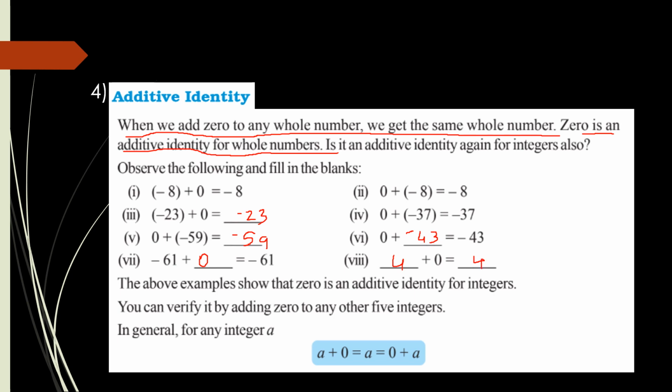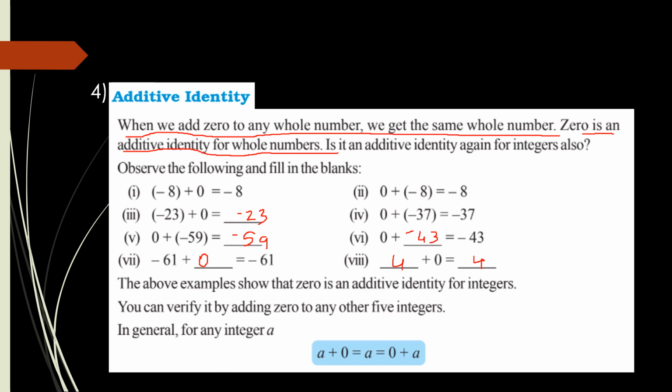The above example shows that 0 is an additive identity for integers, because when we add 0 to any number, we will get the same number, right? And the number is again an integer. You can verify it by adding 0 to any other 5 integers. So you can take any other 5 examples and check whether you are getting an integer.